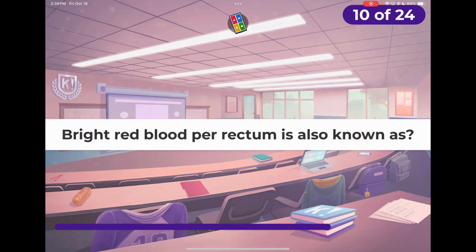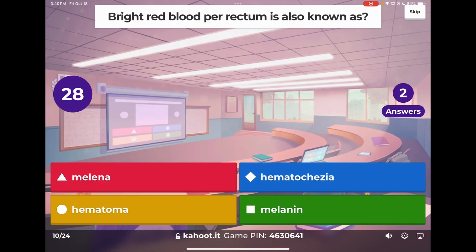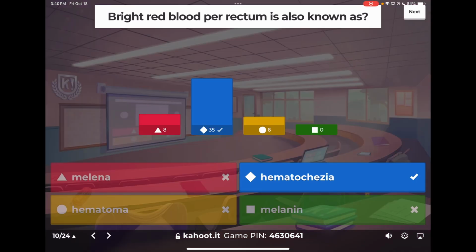Okay, bright red blood per rectum is also known as what? Okay, this is hematochezia. What is melena? What's the difference between melena and hematochezia? Upper versus lower. Very good.